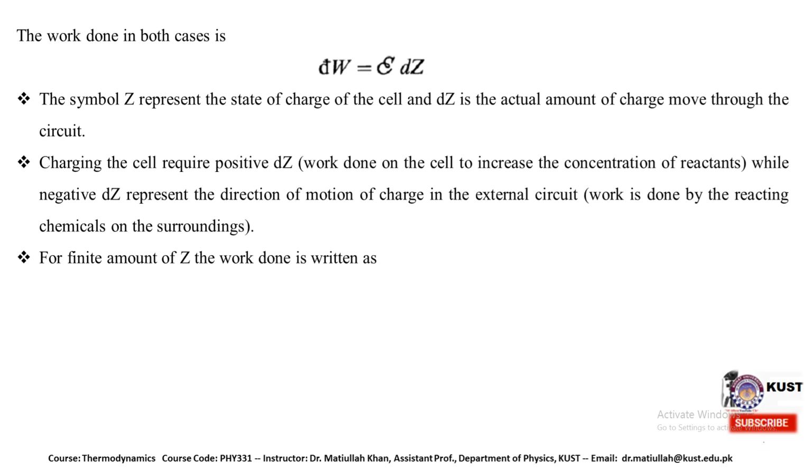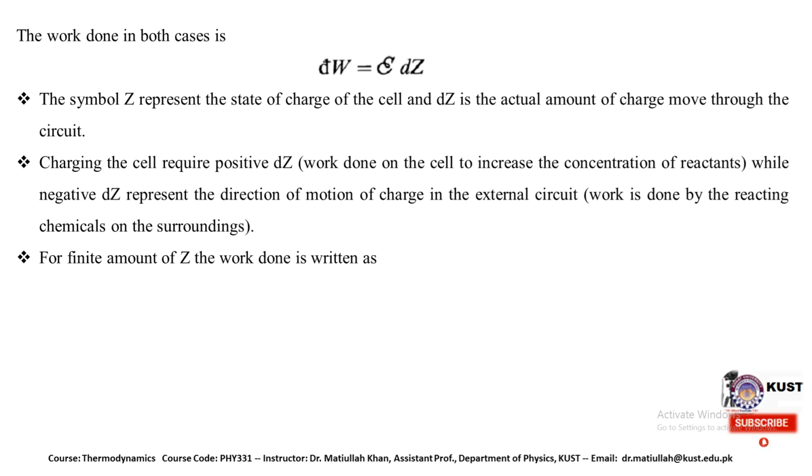So charging the cell requires positive dz, this is called positive dz, and work is done on the cell to increase the concentration of reactants. In this state, work is done on the cell to increase the concentration of reactant, while negative dz represents the direction of motion of charge in the external circuit. So in this case work is done by the reacting chemicals on the surroundings, so that is called negative dz, and in this case the battery will lose the charge.